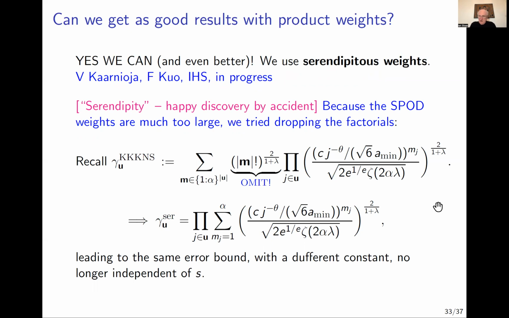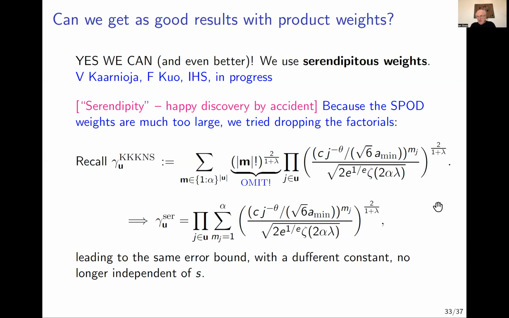The interpolant is 0 over too much of its range, except at the interpolation points. And that's why we get such bad results in the end, in that hardest problem. So Frances's idea is that we just leave out the problematic factorials coming from the estimation of the norm that make the weights too big. So we just left them out and obtained serendipitous weights, so-called.